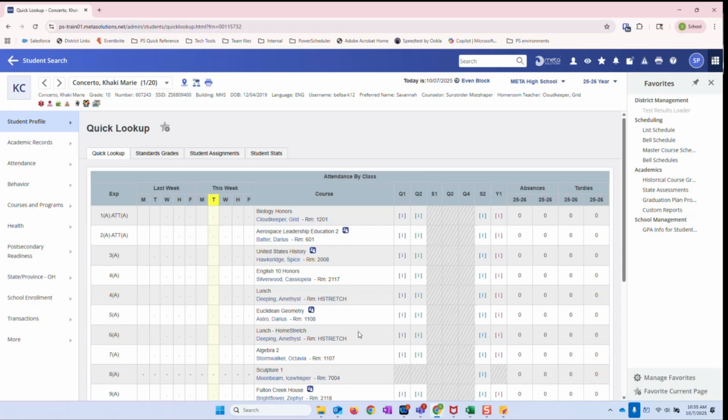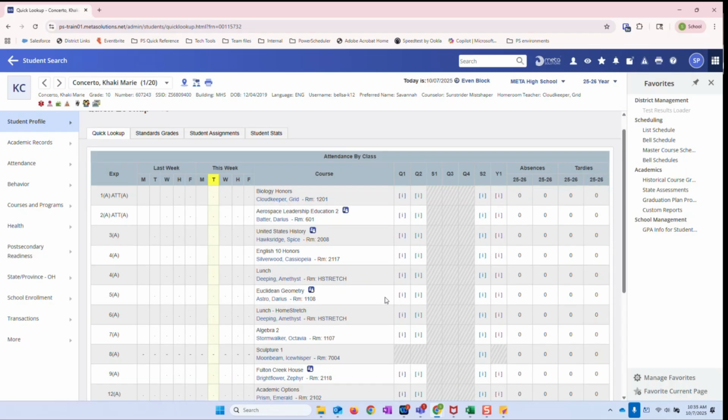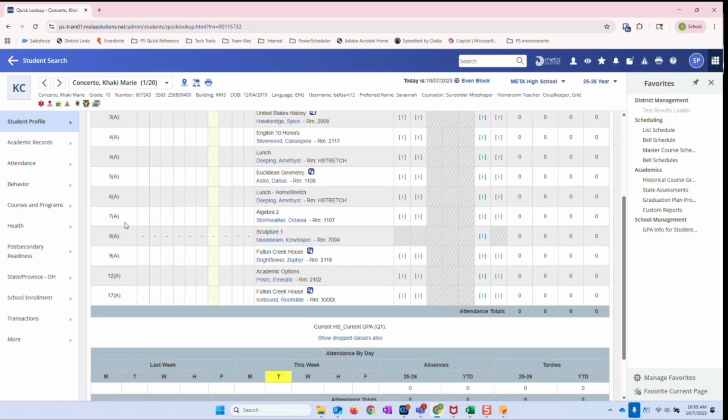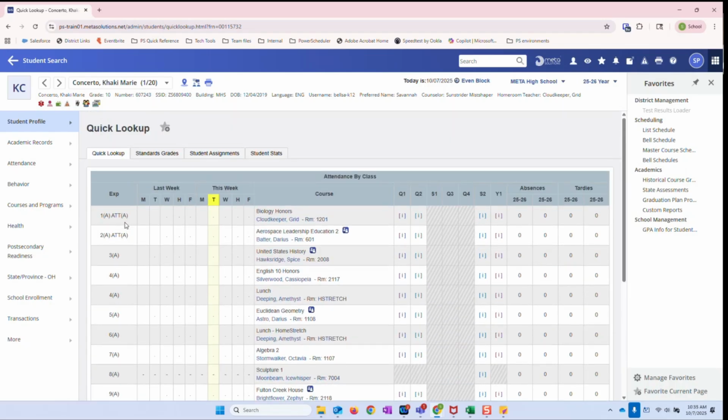So one student screen I wanted to show you is quick lookup, which is shown here. I will reference that screen again, that GPA for student screens again.